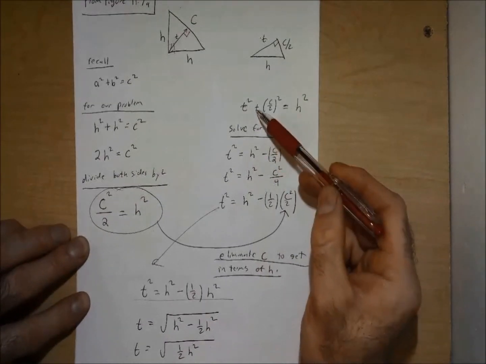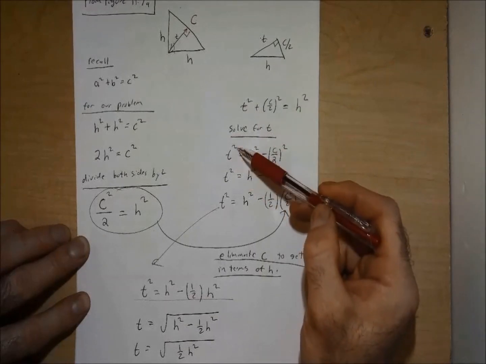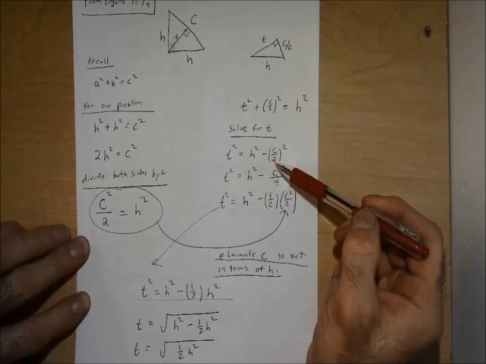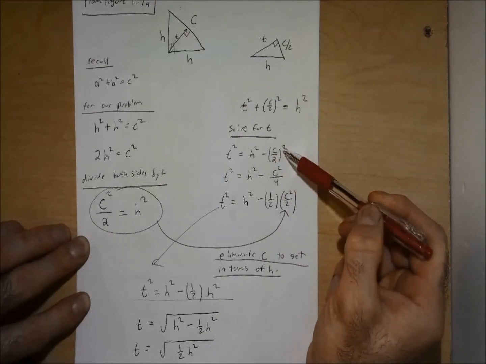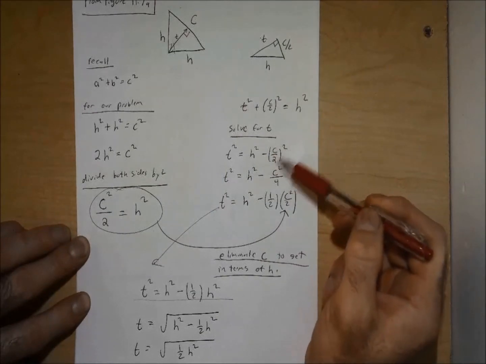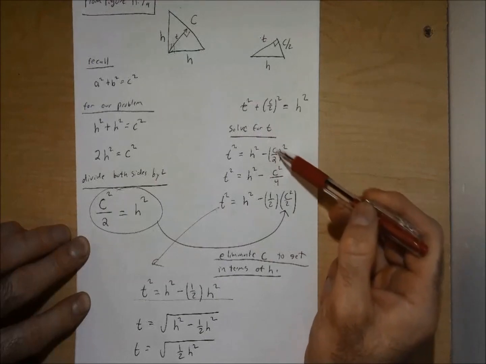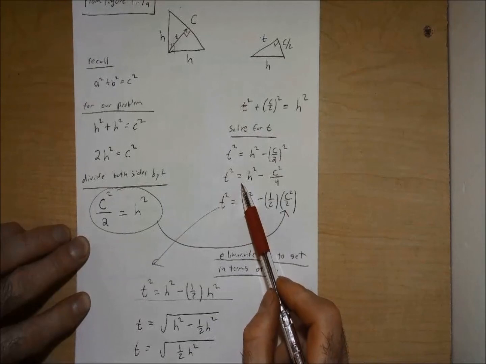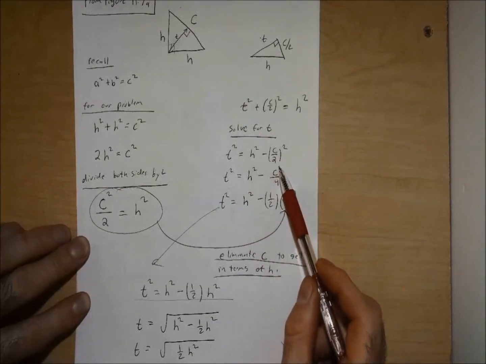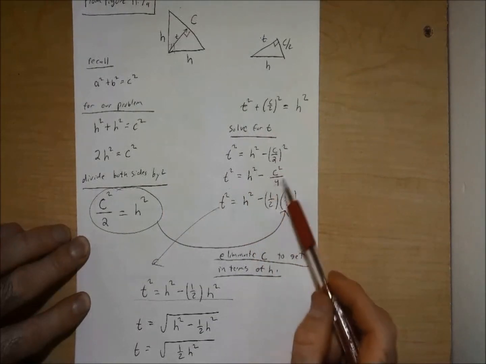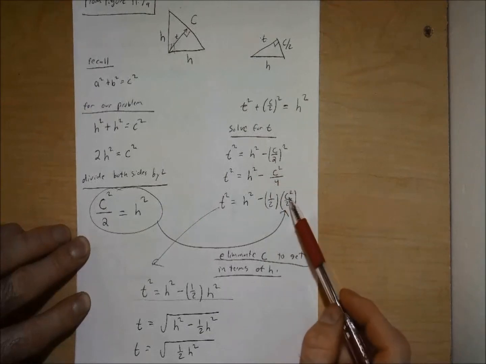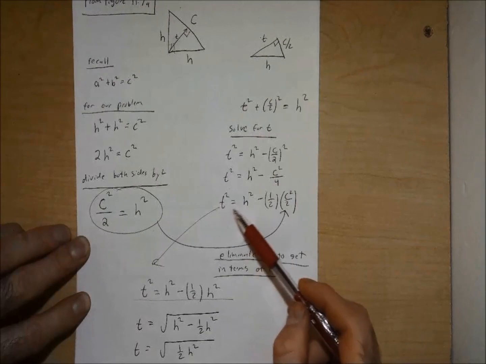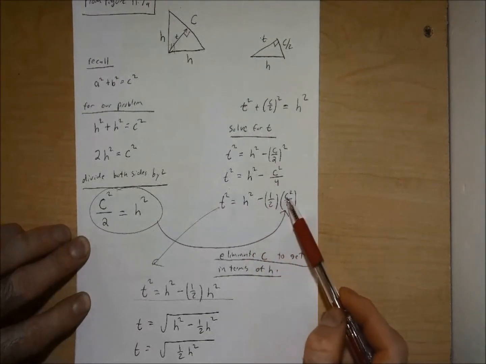So I rearrange it a little bit, move this back over the other side. So t squared is equal to h squared minus my c over 2 squared. I'm going to square this out to take into account the fact that this is in parentheses here. So now I have that t squared is equal to h squared minus c squared over 4. So I'm going to pull out a 1/2 here so that I have a c squared over 2. So I pull that out front and I have t squared is equal to h squared minus 1/2 times c squared over 2.